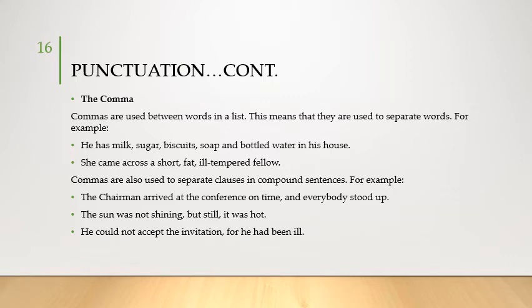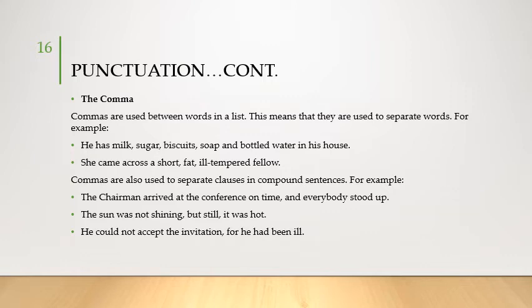For instance, if you say he has milk, sugar, biscuits, soap and bottled water in his house. This is a list of items, and therefore they should be separated with commas. Or when you say she came across a short, fat, ill-tempered fellow. So short, comma, fat, comma, ill-tempered fellow. A series of adjectives has to be separated with commas.